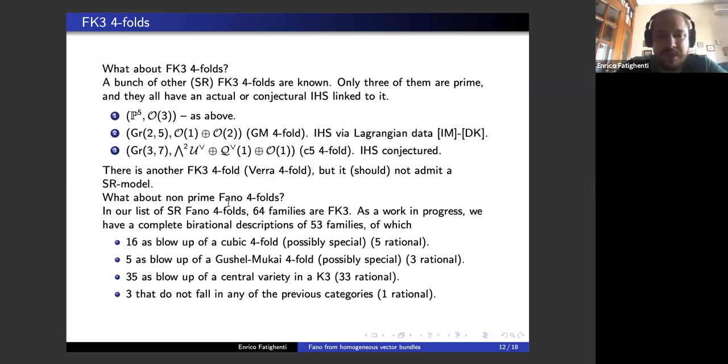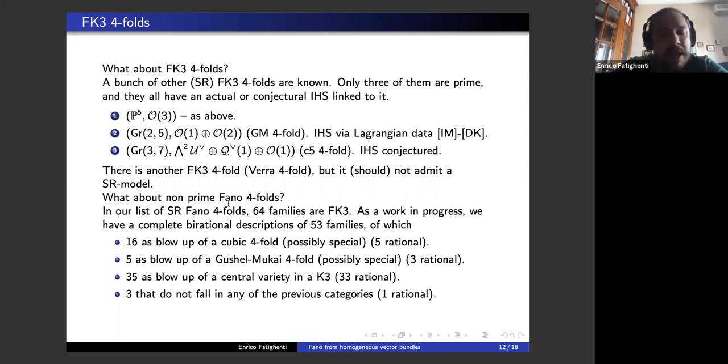And we are almost done describing all of them. In fact, we have a complete description of 53 out of 64. And the remaining ones, we still understand to some extent as of today. And just to give you a description of these 53 families, we have 16 of them which can in fact be realized as the blow-up of a cubic fourfold, which is possibly Hodge special. 5 of them are rational. The others, of course, we don't know. Otherwise, that would be too interesting and too strong, possibly. And 5 of them can be realized as the blow-up of a Gushel-Mukai fourfold, once again, possibly Hodge special.